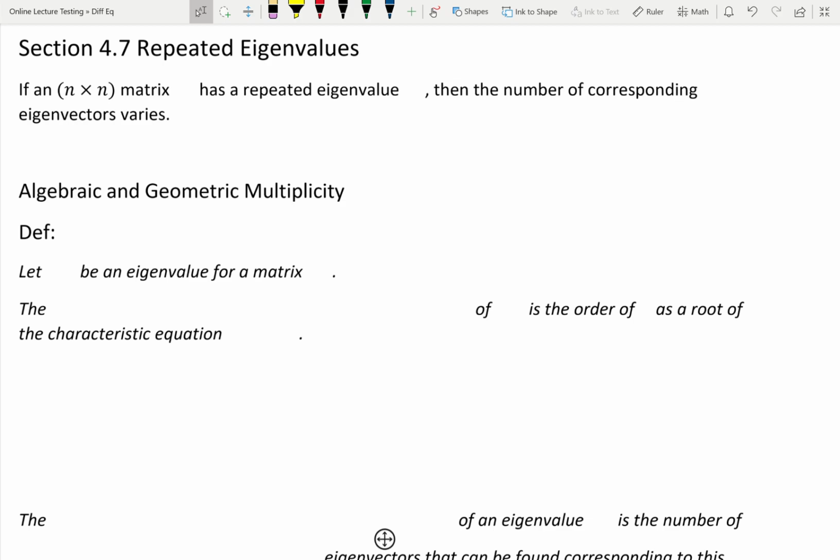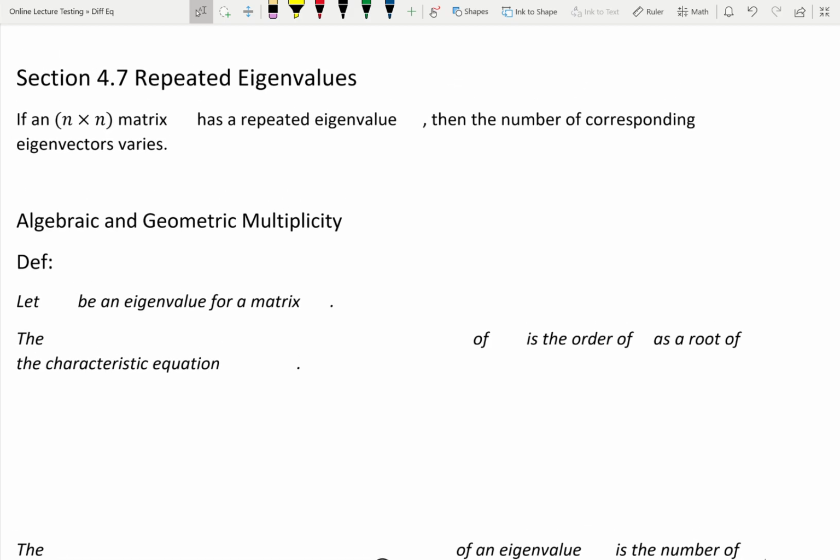So if an n by n matrix A has a repeated eigenvalue, and we'll call that lambda again, then the number of corresponding eigenvectors varies. This is what happens when we have repeated eigenvalues. This is a little bit different from how the book approaches it. It deals with a few examples first. We're going to get into the main definition, so that we can talk about it a little bit more, give some examples, and go on from that.